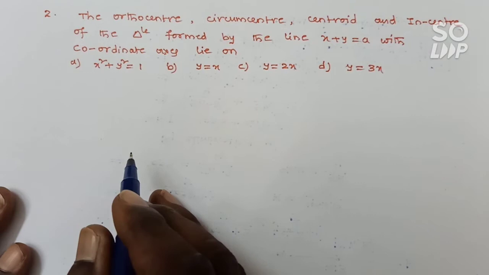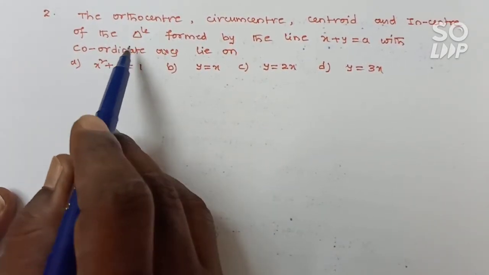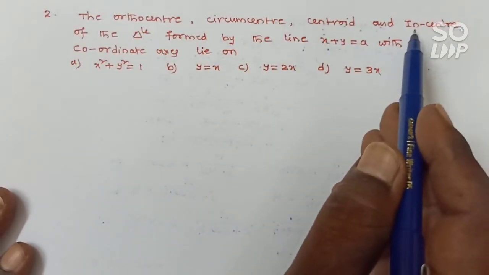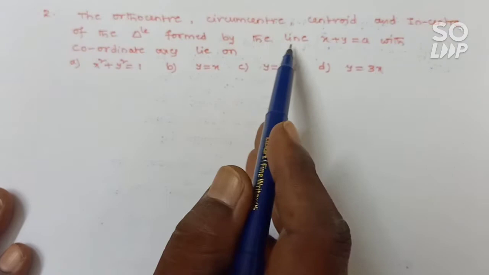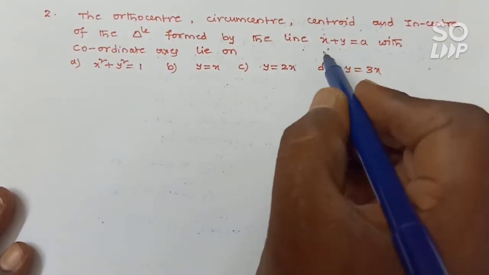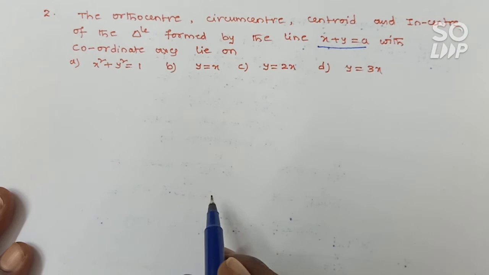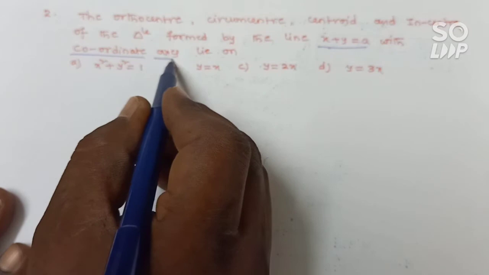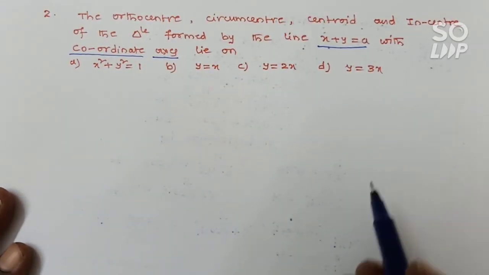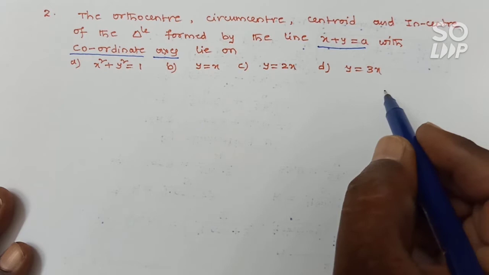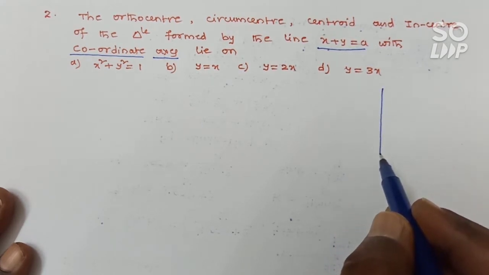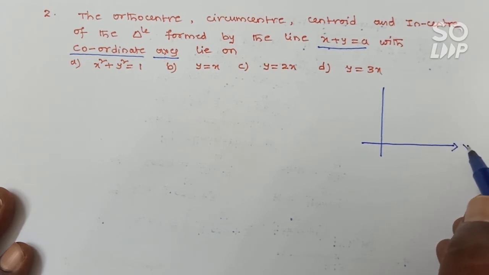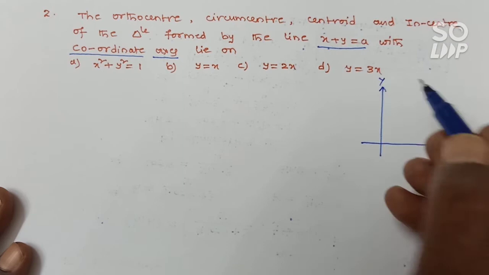Now all of you first read the question. The orthocenter, circumcenter, centroid and incenter of the triangle formed by the line x plus y is equal to a with the coordinate axis. That means first of all we will draw the figure. So this is the x-axis and y-axis.